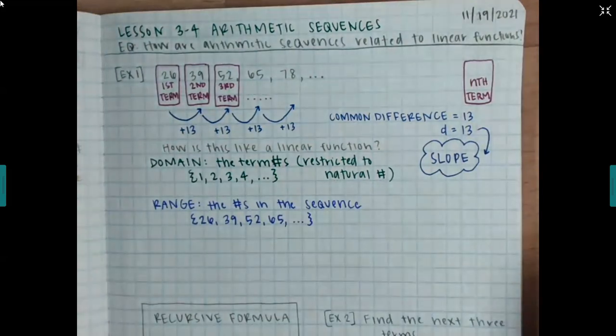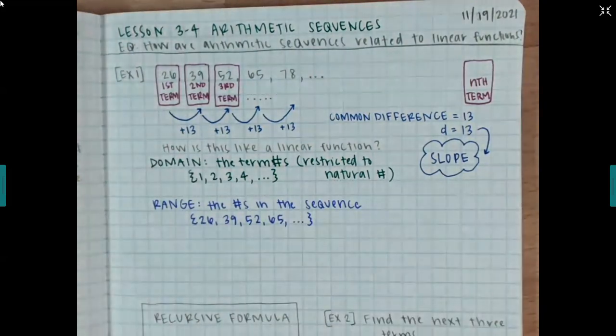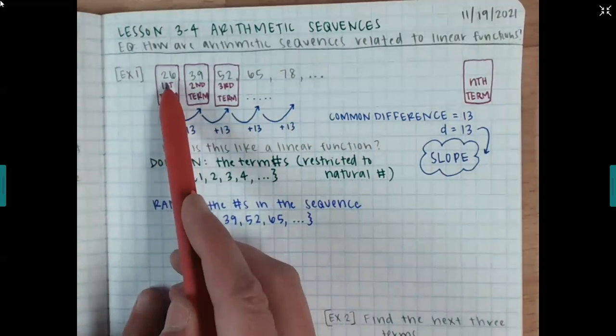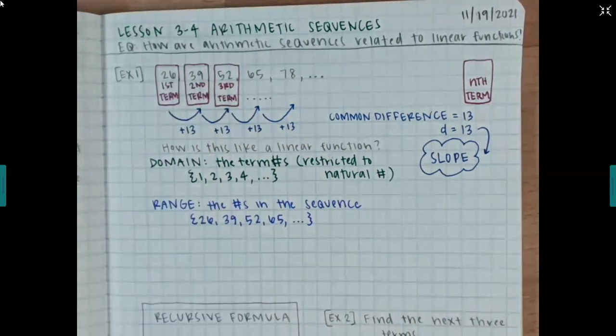Now, this is a discrete function because each of these is like a single ordered pair. We can't draw a line between them because it's only those specific dots.